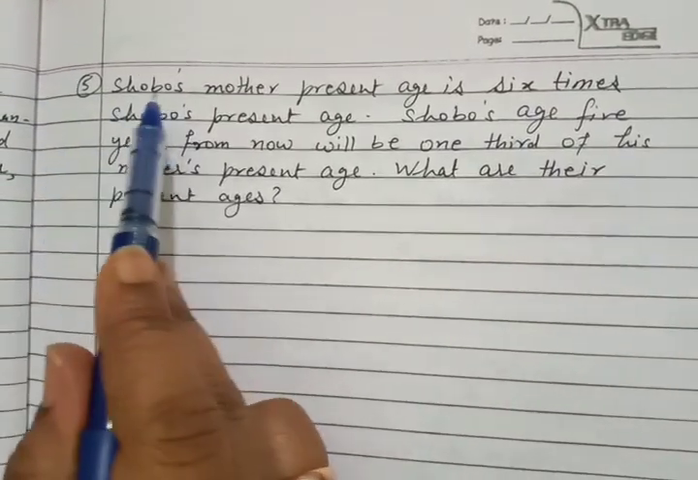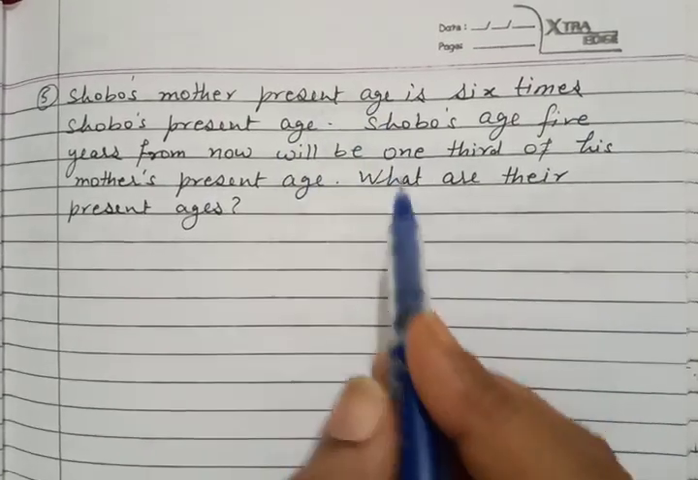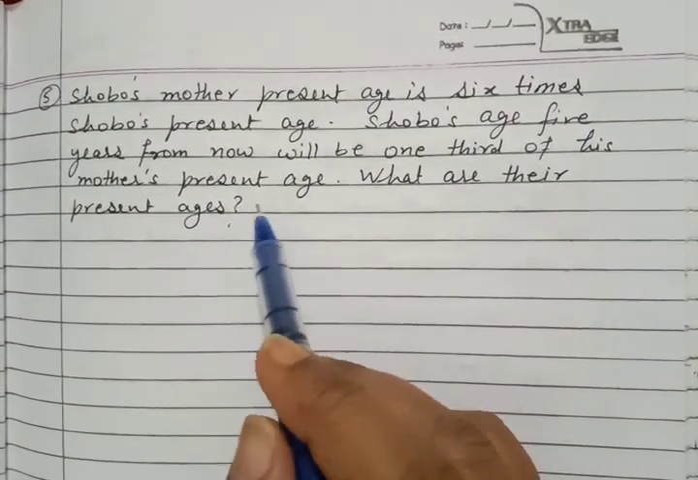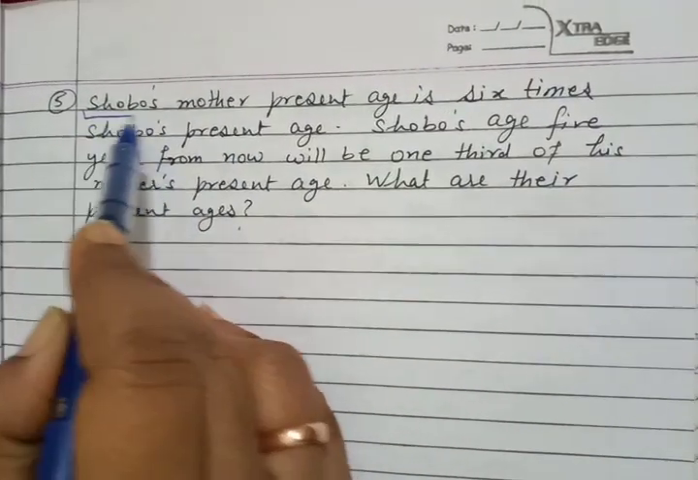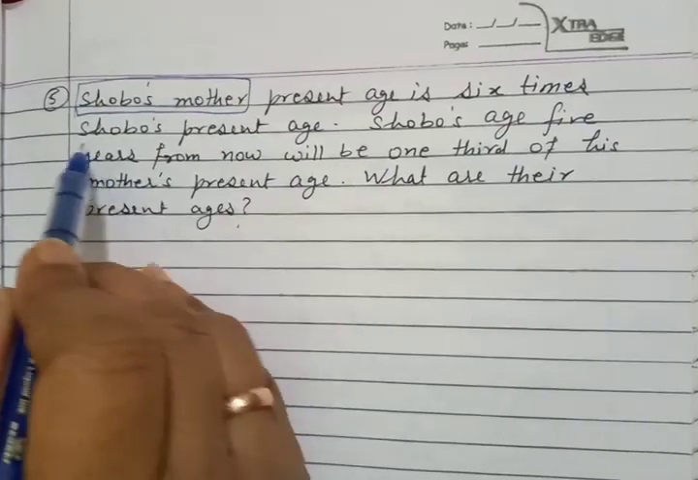Fifth question is Shobo's mother's present age. First read the last line. What are their present ages? So how many persons are there? One is Shobo's mother and other is Shobo.